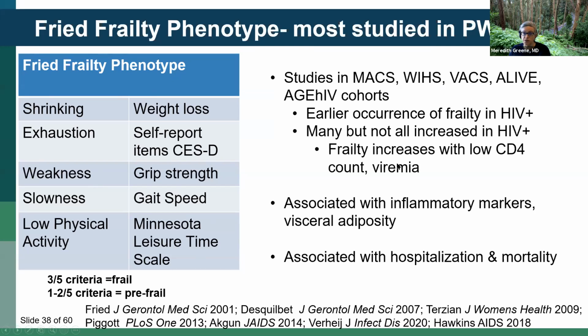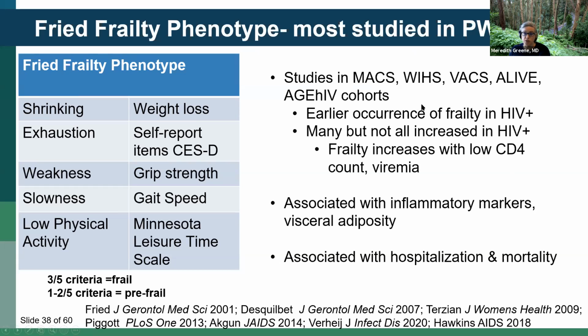This phenotype has now been examined in many of the large US cohorts, as well as some European cohorts. In general, it seems to show an earlier occurrence of frailty in HIV. That was in the MAX study. In many, there's an increased prevalence of frailty amongst people with HIV compared to the HIV negative group, but not across the board. Especially in some of the recent work since 2019 in the WISE, it was the HIV negative group of women who had a higher prevalence of frailty than the HIV positive group.